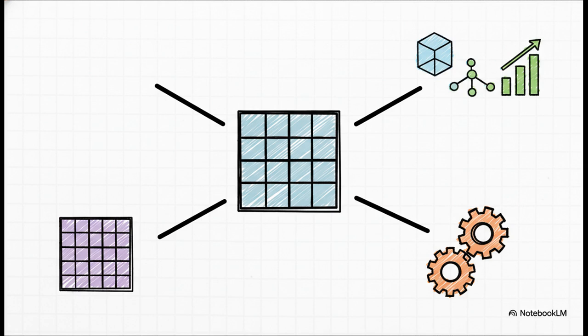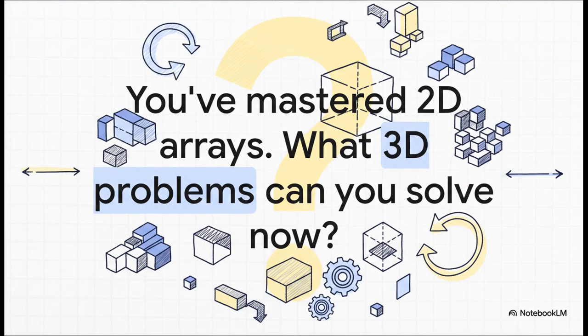I mean, this exact logic is what's running behind the scenes when you rotate a character in a video game. It's what powers image filters on your phone, and it's an absolutely essential building block for massive fields like data analysis and machine learning. Look, once you've really mastered these 2D arrays, you've built an incredible foundation. You're ready for even bigger challenges.